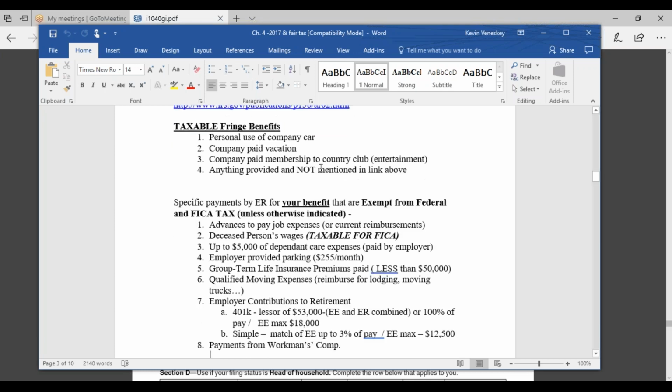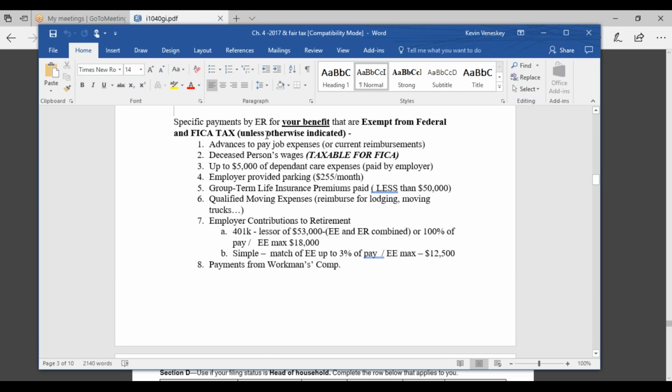Let's keep going down. Specific things, go back up here. Specific payments by your employer for your benefit that are exempt from federal and FICA taxes. Okay, so the second one here, if the employee dies, that last paycheck that they get will not have federal taxes taken out. So it's a small little favor, but still nice, I guess. However, that last payment that you get will still have Social Security taken out. You won't have federal taxes, but you still will have FICA or Social Security and Medicare taxes taken out.